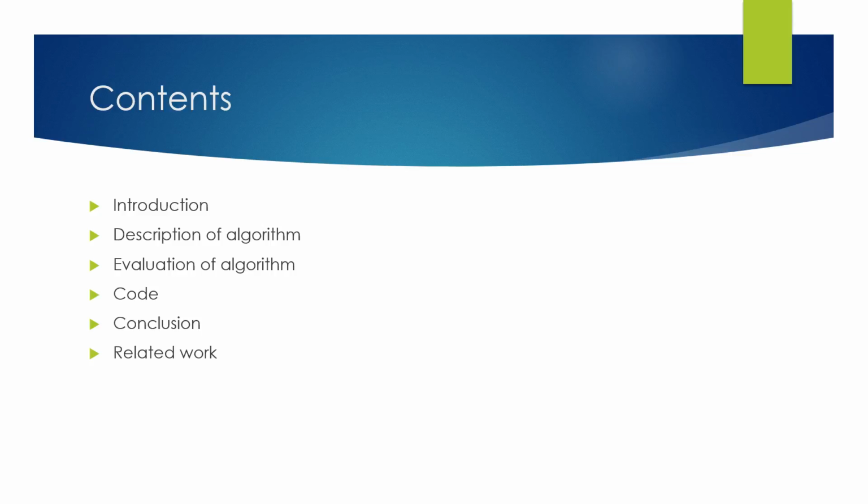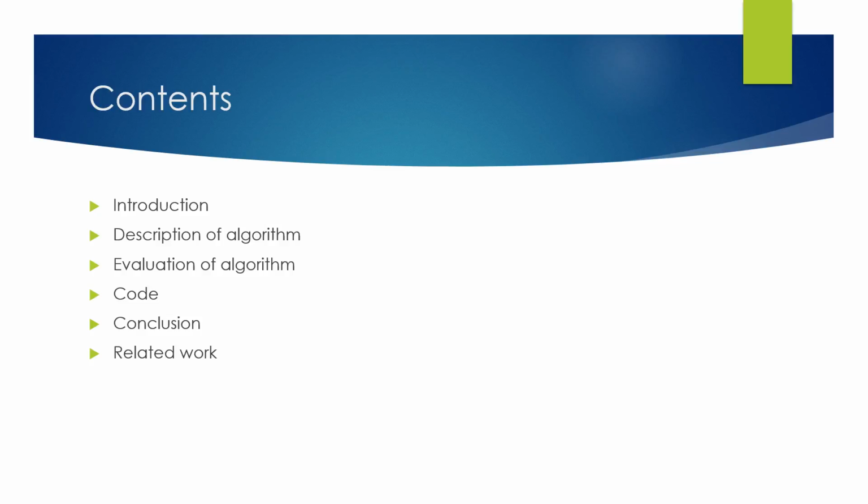Coming to the contents of my project, as you can see here, it mainly consists of 6 of them. The first one is the introduction of my project, then description of the algorithm, then evaluation of the algorithm, and then we'll discuss the code and conclusion and the related work based on my project.